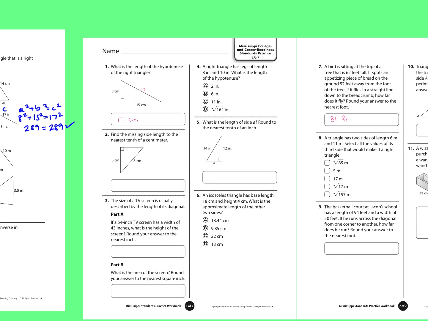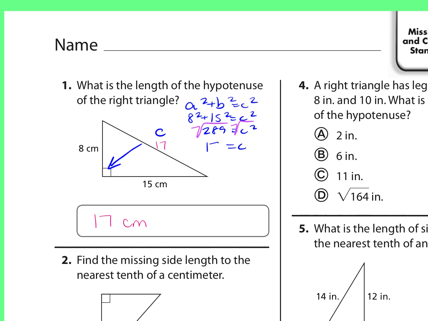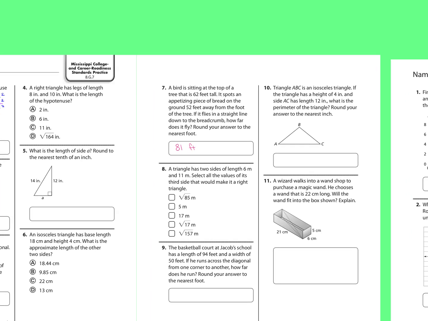The next page, G7, number 1. What's the length of the hypotenuse? This was actually pretty much the same problem that we just did on the previous page. We did not know 17, so we'll go ahead and plug these in. We know that has to be C because it's opposite of the 90-degree angle. And we get 289 is equal to C squared. And then to get C by itself, we'll just square root both sides, so undo C squared. And we get 17.